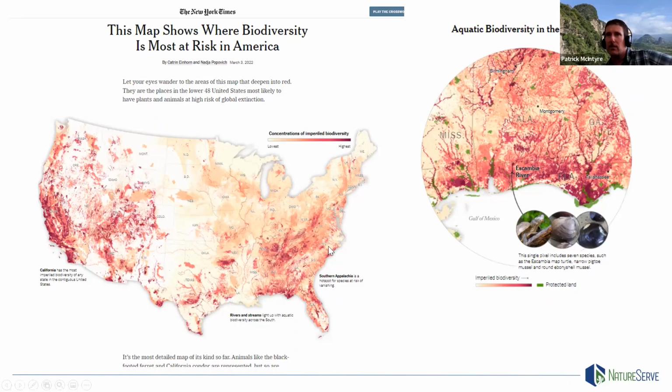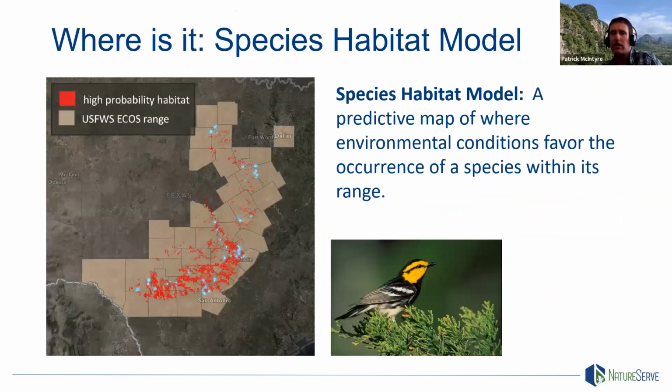So these maps that were featured and that you can see here come from adding up and layering different models that we built for, in this case, I think about 1,200 different at-risk species. And I want to tell you a little bit more about that project and kind of walk you through it. So what we're looking at here is a slide that shows a little bit about what a species habitat model is. This is an example of the golden-cheeked warbler, which occurs in Texas.